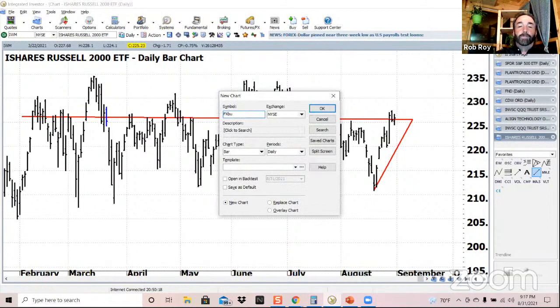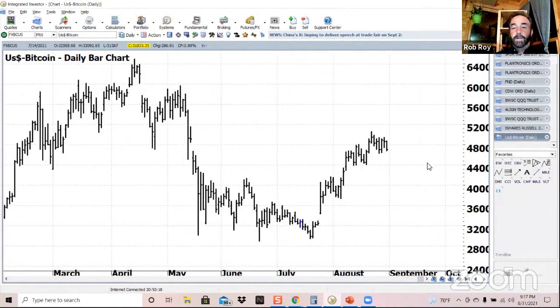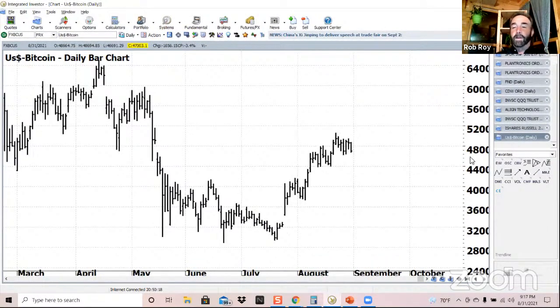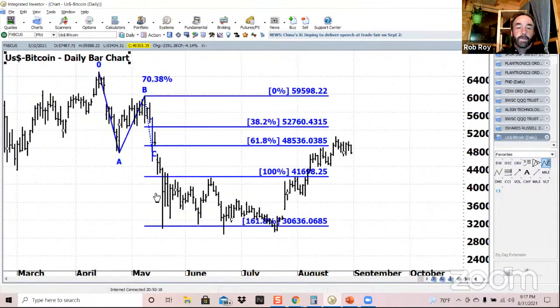Looking at Bitcoin, been doing a pretty good consolidation job here lately, right around this fib level. And we've talked about that as well. And you're probably tired, I'm sure, of seeing the zigzag that we showed on the way down, but man, it was just so spot on.